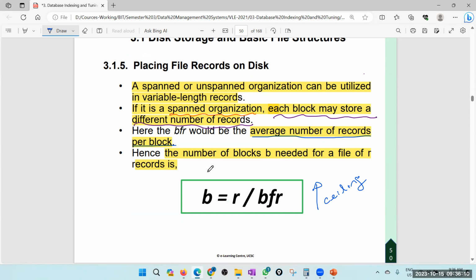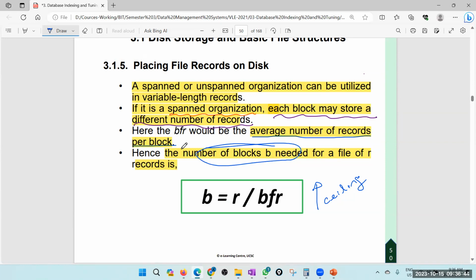Right. Now let's calculate. Now we know what block factor is. Block factor is the number of records that fit into a particular block. And in the unspanned structure, which is our default structure, you have to floor it, because we can't keep half or part of a record. Okay.